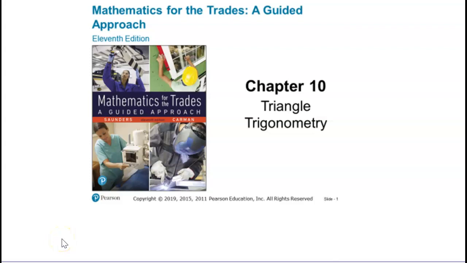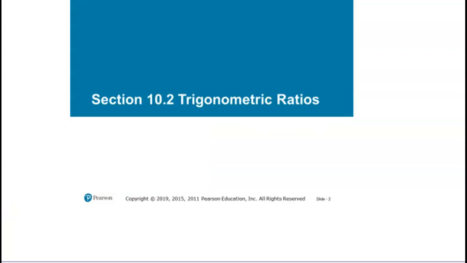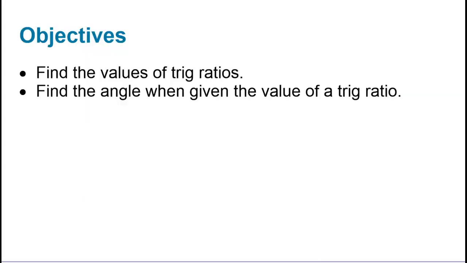This video will be looking at Chapter 10, Triangle Trigonometry. This is a continuation, but we're starting into Section 10.2 into trigonometric ratios. So specifically in this video we'll be looking at finding the values of trigonometric ratios and finding the angle when we're given the value of a trigonometric ratio.